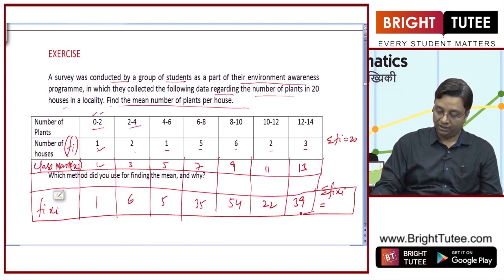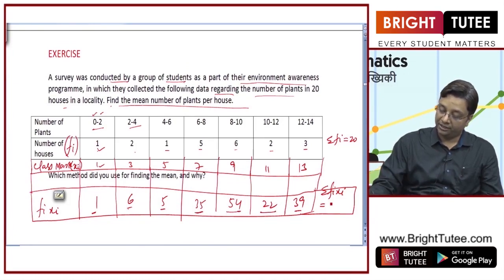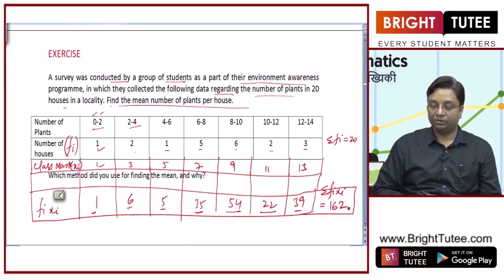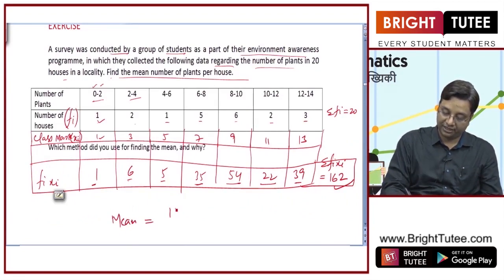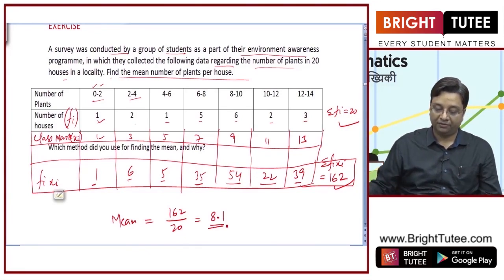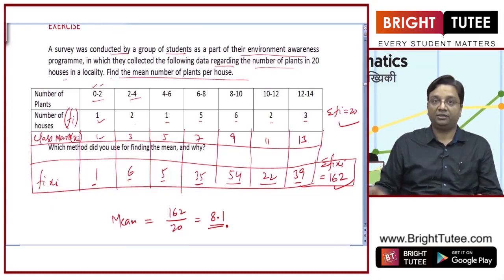So what will be sigma fi xi? It will be equal to 39 plus 1 is 40, 40 plus 6 is 46, 51, 56, 86, 90, 140, 162. So sigma fi xi is 162. So mean number of plants per house is equal to sigma fi xi, 162, divided by sigma fi, that is 20, which is equal to 8.1. So they have got 8.1 plants per house, right?